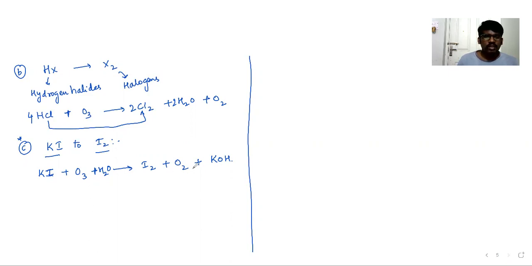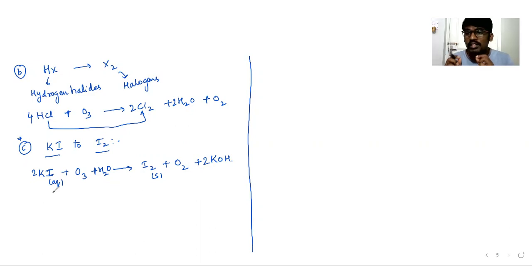So if you balance it, what are you going to get? Here 2 iodines are balanced, and O3 and O. Here 4 oxygens are there. Other side, okay, 4 oxygens. Now check it, all are balanced. So now KI has been converted into I2, check it carefully.